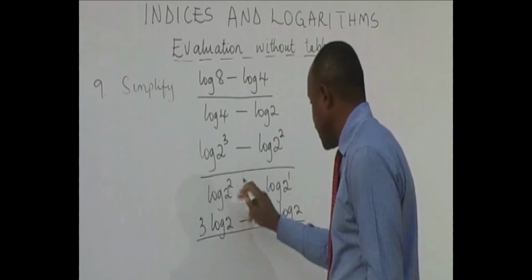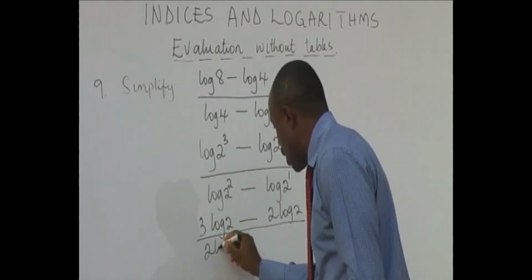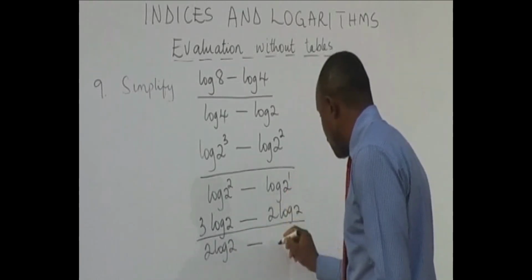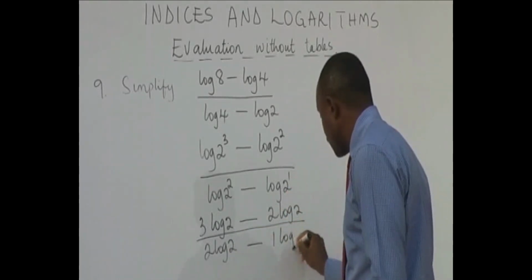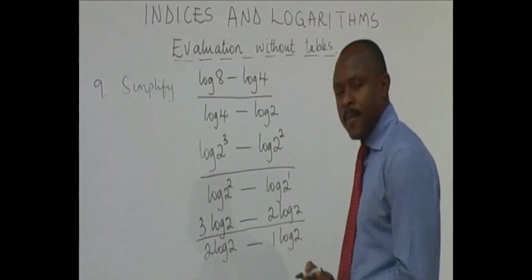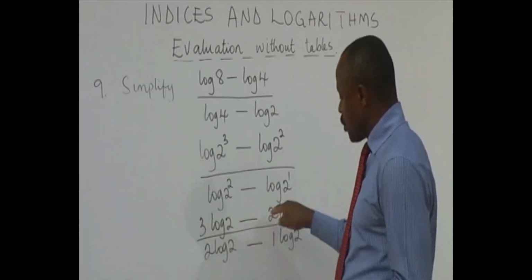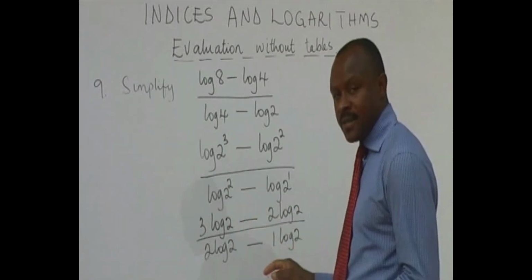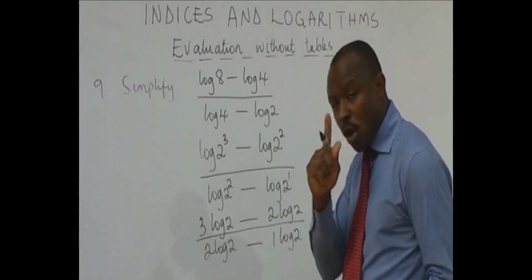Divided by, this will be 2 log 2. Minus, this will be 1 log 2. 3 log 2 minus 2 log 2. It's just like saying 3x minus 2x. You'll be left with 1 log 2.